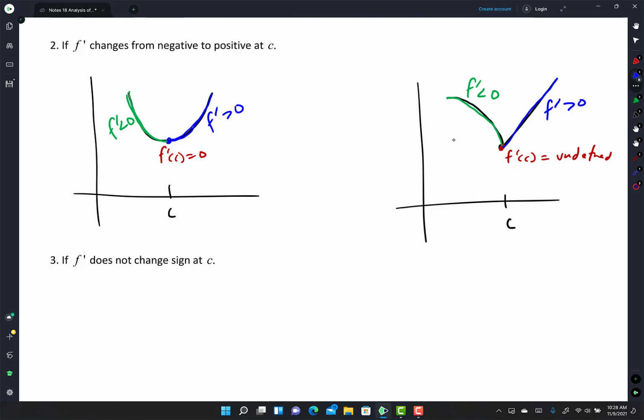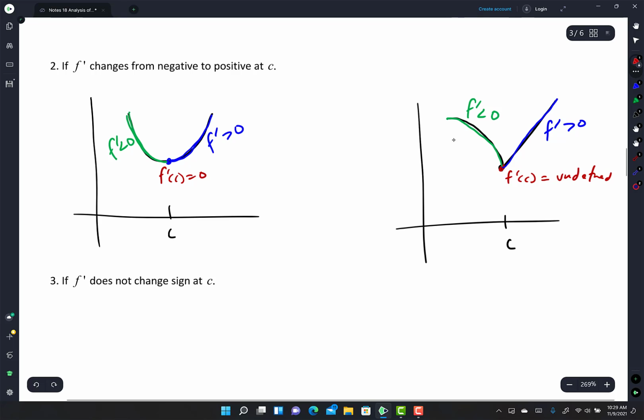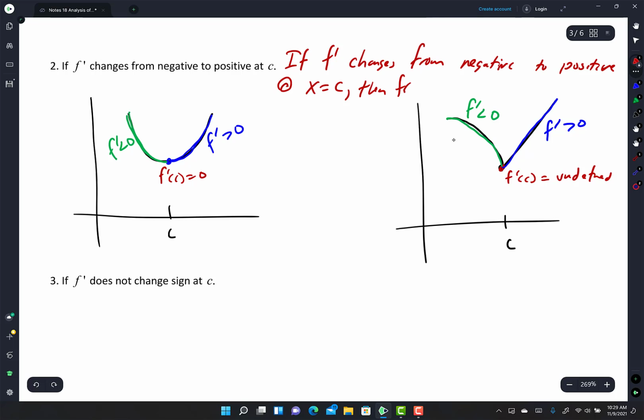Okay, so what statement are we going to make about this one? If f prime changes from negative to positive at x equals c, then f of c is a minimum at x equals c.